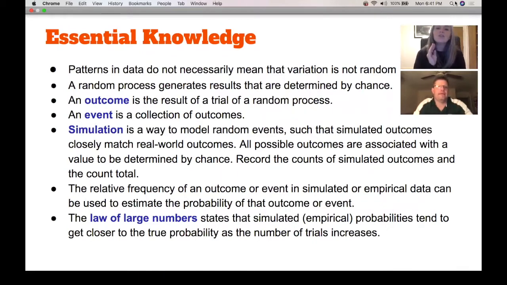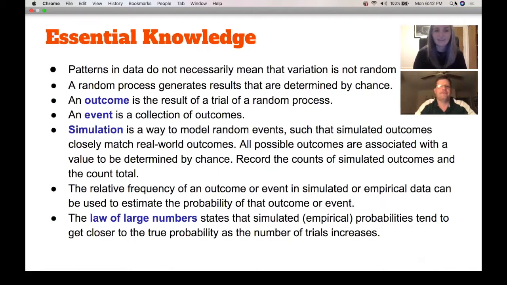Patterns in data do not necessarily mean that variation is random. What? Yeah, I was like, break that down for me. So, if I see something happen a couple times, that doesn't mean that I can believe that. So if I flip a coin 3 times and get heads 3 in a row, it doesn't mean the coin's broken, right?